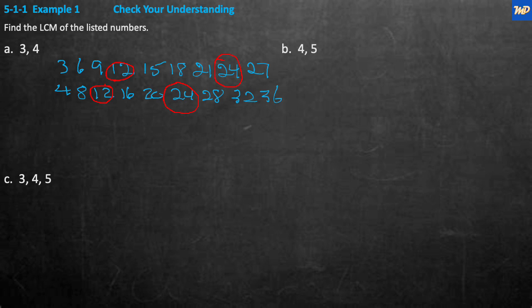And 12 and 24, they doubled, right? So we kind of know for sure. There's no more in here. 15, 16, 18, 21. So the least common multiple in this case is going to be 12. 12 is the LCM. Okay, let's do the next one.